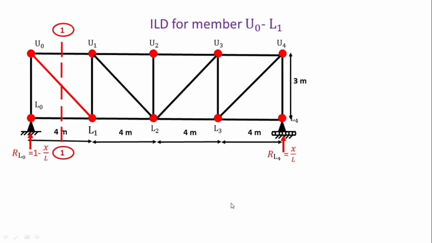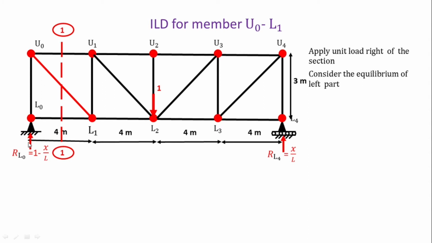Then next we have to move this load to the next joint, that is L2. Again we are applying the load on the right hand side of the section, and we are considering the left hand side for the equilibrium conditions. So the load is on the right side, considering the equilibrium of the left hand side of this section 1. Again we are assuming that there is tension in this member. If this value is positive, our consideration is correct.